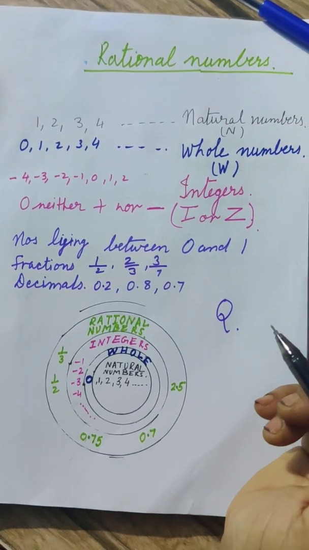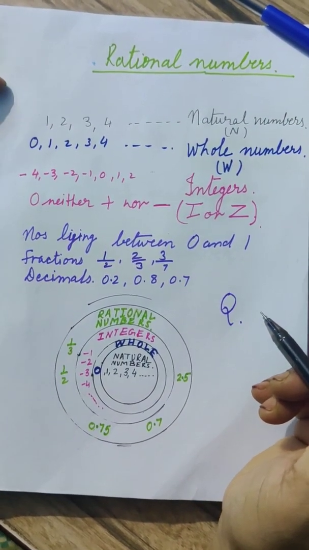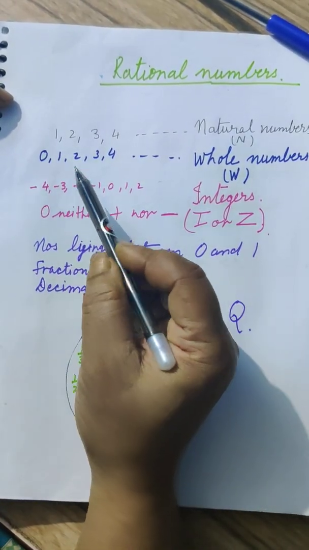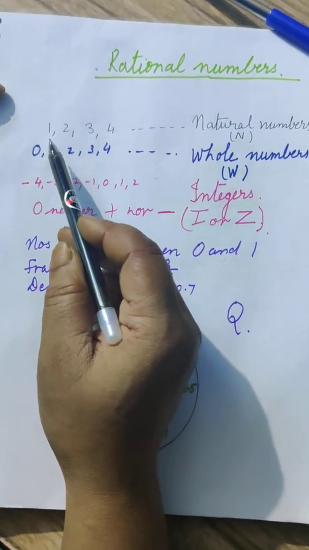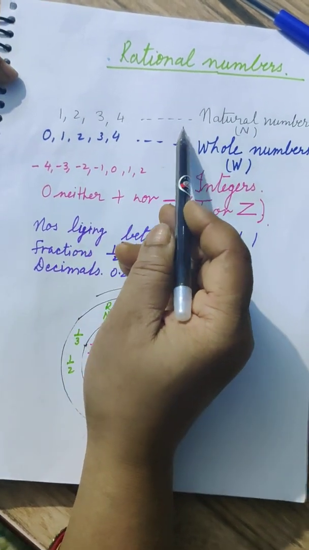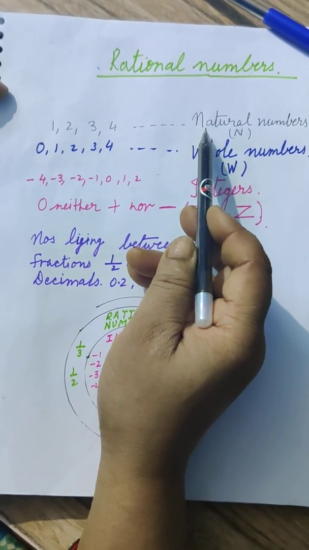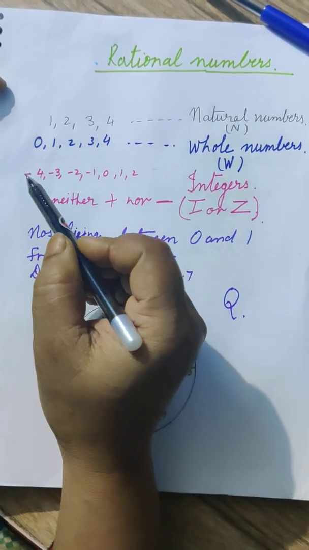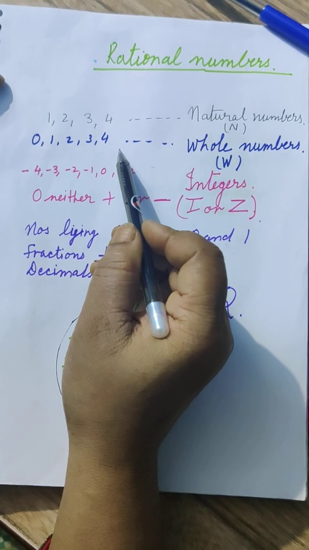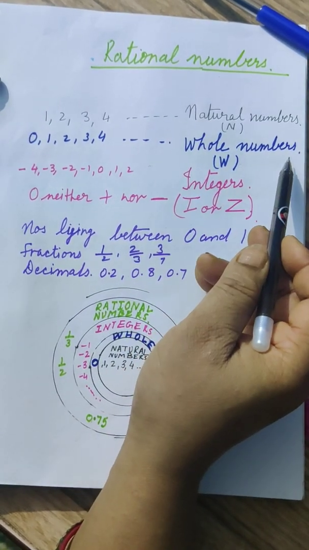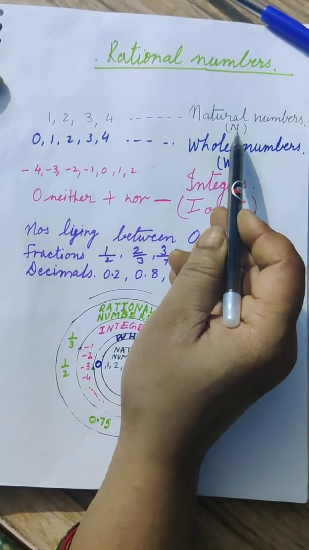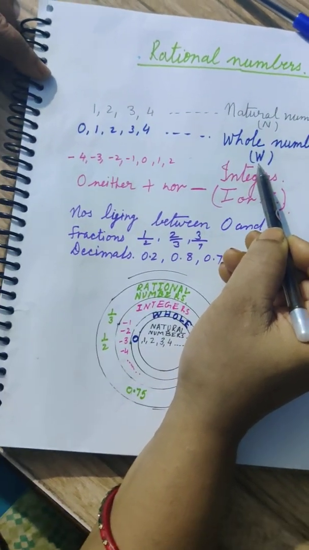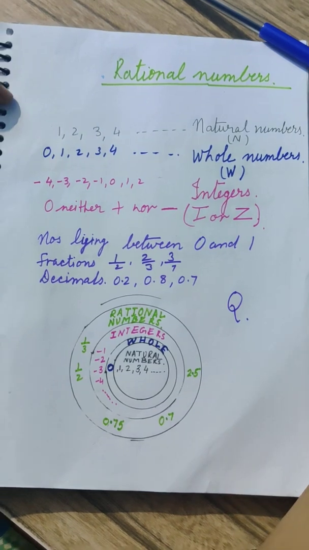Students, today we will study what a rational number is. We all know the counting numbers which we studied in our nursery classes: 1, 2, 3, 4 and so on. These are all what? Natural numbers. When we add a 0 to the set of natural numbers, it becomes what? Whole numbers. Natural numbers are denoted by capital N and whole numbers are denoted by capital W.